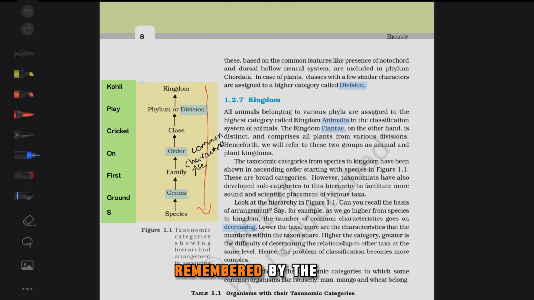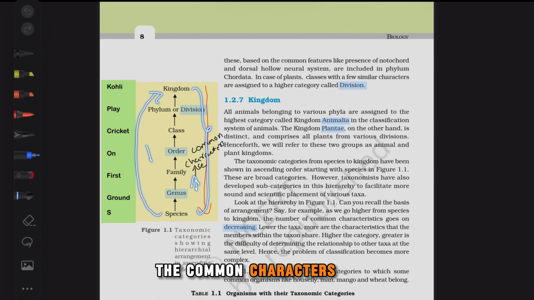You can simply remember it by a simple trick: Kohli play cricket on the fast grounds. K for kingdom, P for phylum, C for class, O for order, F for family, G for genus, S for species. This is a very easy trick. Here one of the most important questions is: from top to bottom the common characters increase, and in the same way from bottom to top the common characters decrease.